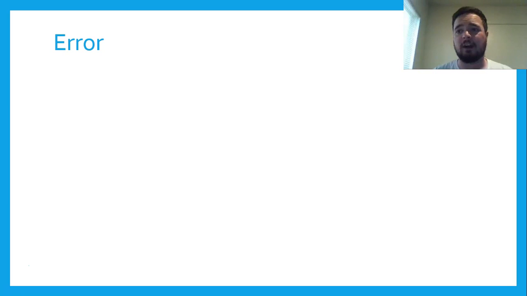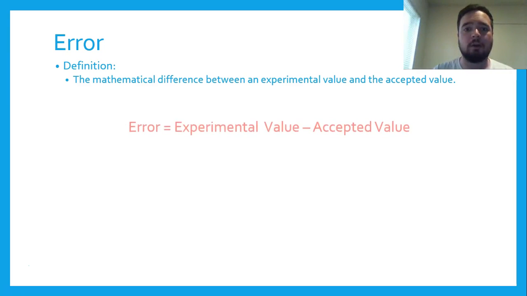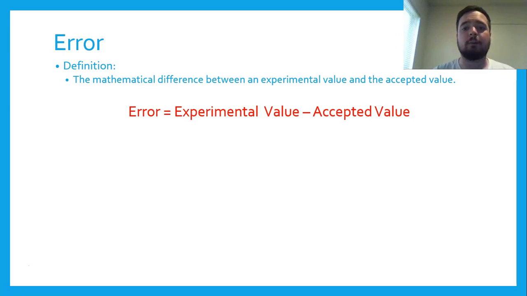So the first thing we need to do is kind of establish what error is. The formal definition of error is the mathematical difference between an experimental value and the accepted value. So mathematical difference, if you think to yourself, what is mathematical difference? It's another word for subtraction. So we can put this into an equation. Error is equivalent to the experimental value minus the accepted value.